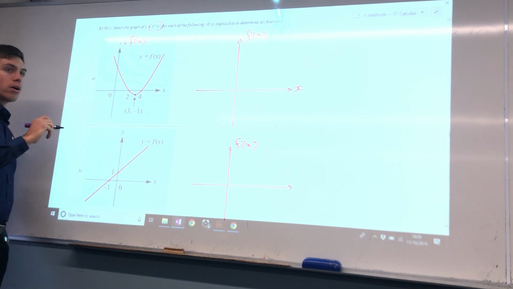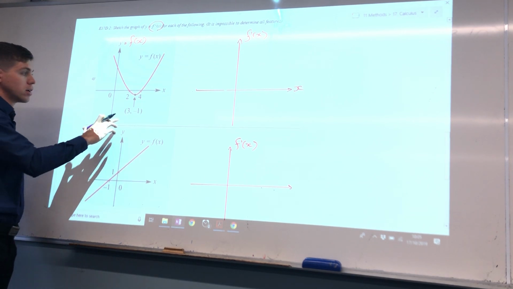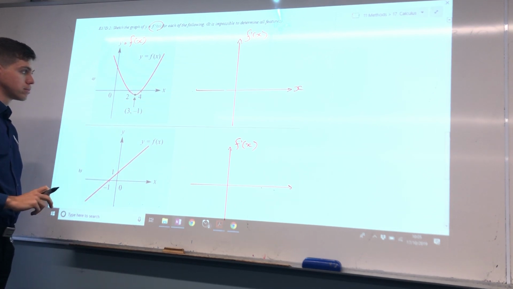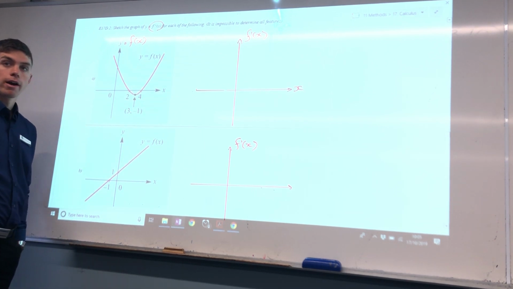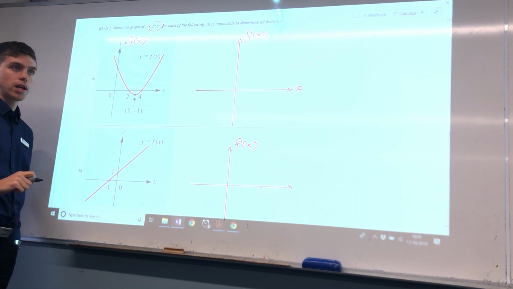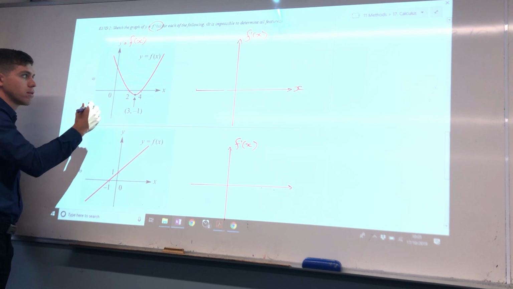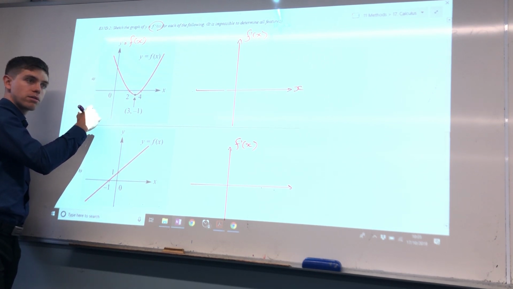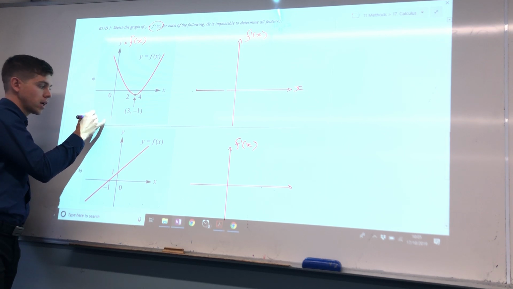Now, let's have a look at our key features we've got here. We have x-intercepts at 2 and 4. We have a turning point at 3. What about a sign diagram? What does it look like for this quadratic here? I'll also start drawing the sign diagram over here. Positive or negative? Negative.